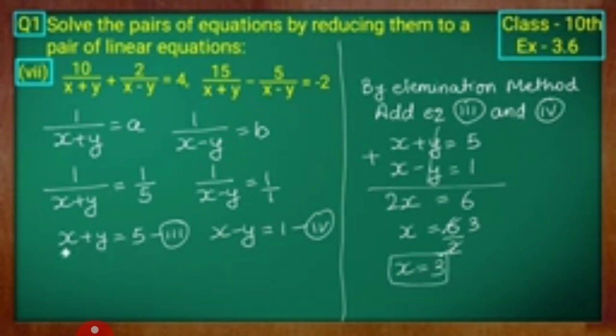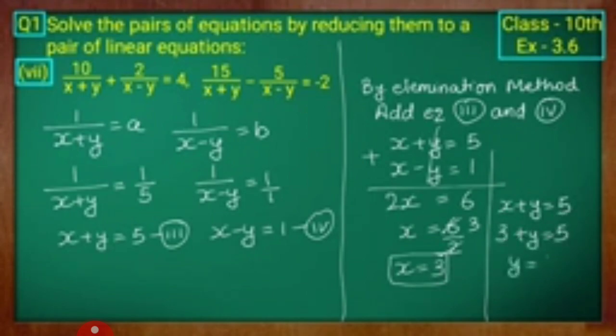And by putting the value x is equal to 3 either in the third or fourth equation, I am going to put x is equal to 3 in the third equation to get the value of y. So y will be 5 minus 3, so y is equal to 2. Hence x is equal to 3 and y is equal to 2. That's all.